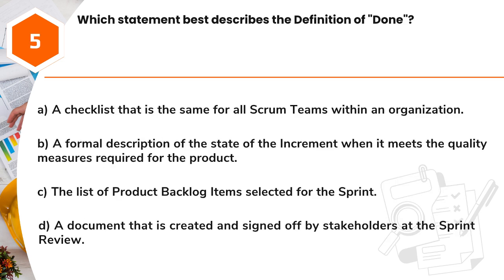Question 5. Which statement best describes the definition of done? A. A checklist that is the same for all Scrum teams within an organization. B. A formal description of the state of the increment when it meets the quality measures required for the product. C. The list of product backlog items selected for the sprint. D. A document that is created and signed off by stakeholders at the sprint review.